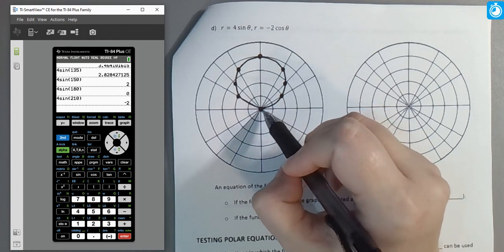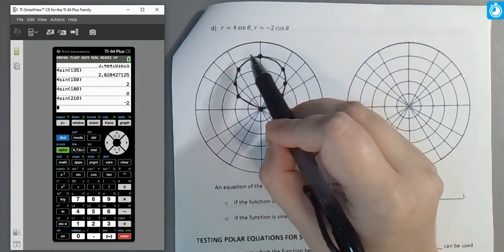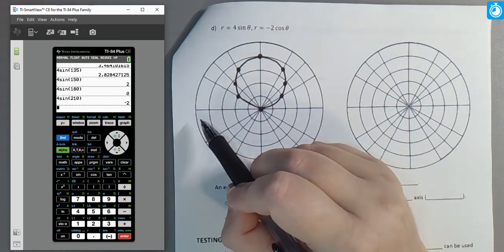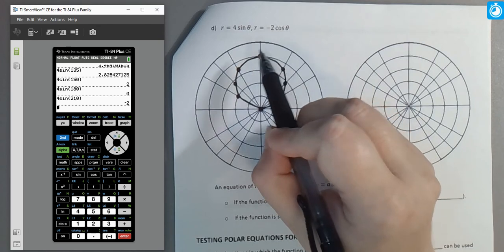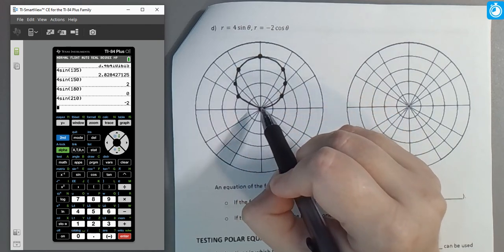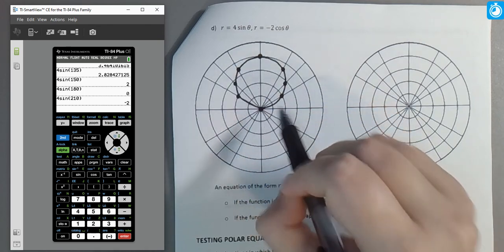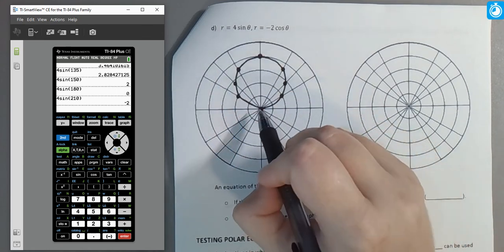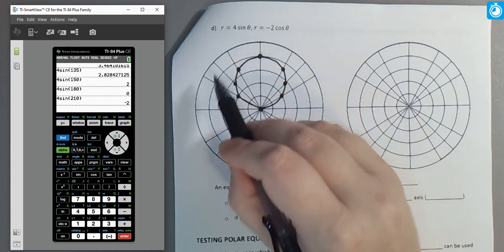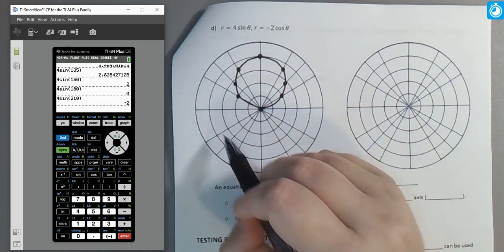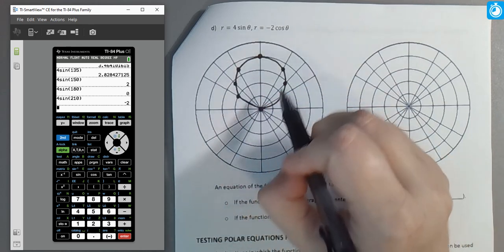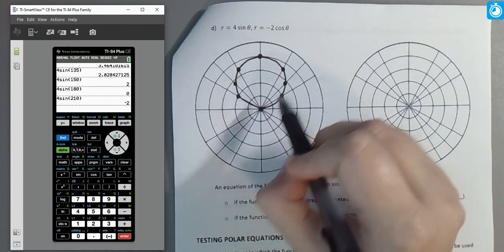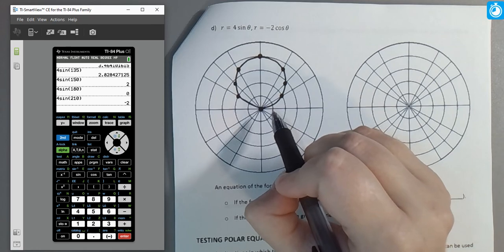So what that indicates is that once we come full circle from 0 to 180 degrees, or 0 to pi radians, we then start retracing the values we already graphed. So what that means is that for this particular equation, all of the necessary points are going to be plotted within half a rotation. If we were to make a full rotation, essentially that just double traces all of those points until we get back to where we started. So this is going to be our graph.